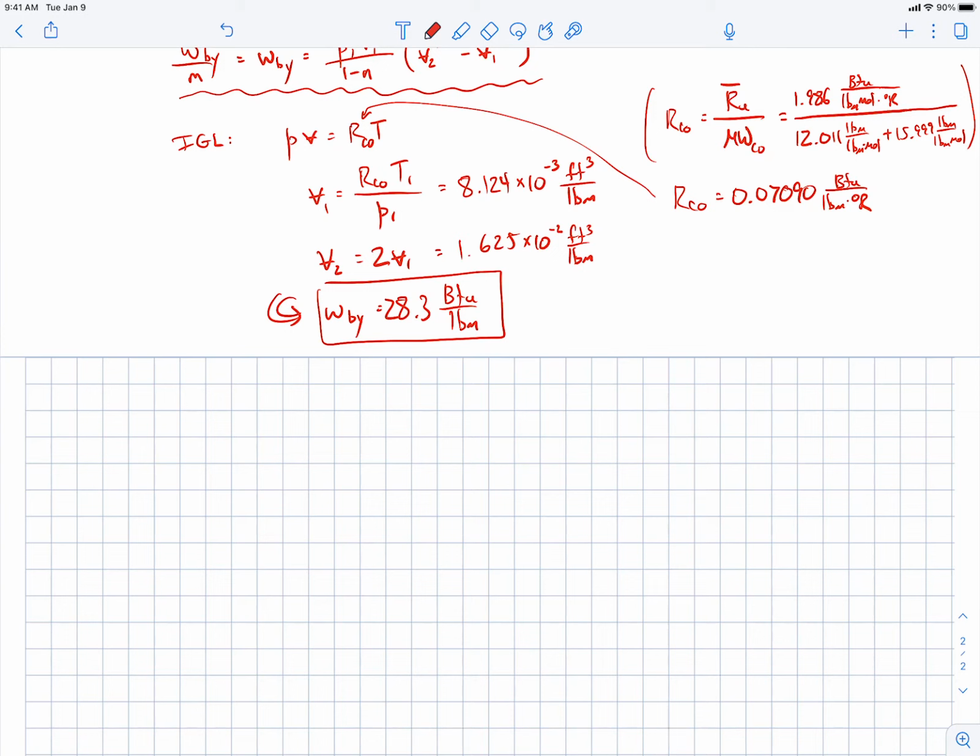Okay, now as far as finding the heat added to the gas, I said I was going to use the first law for that. So the change in total energy of our system, which is our carbon monoxide, is equal to the heat going into that carbon monoxide minus the work done by the carbon monoxide. This one I just calculated. Oh, and by the way, we're doing this all per unit mass, so I should just write this in the following way.